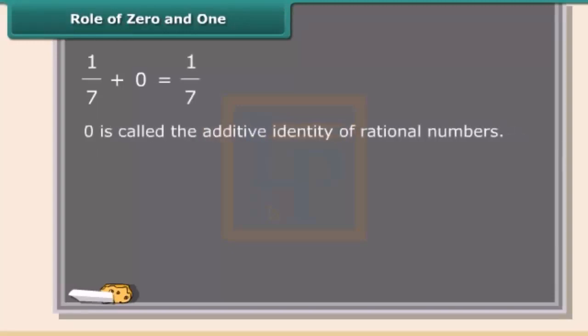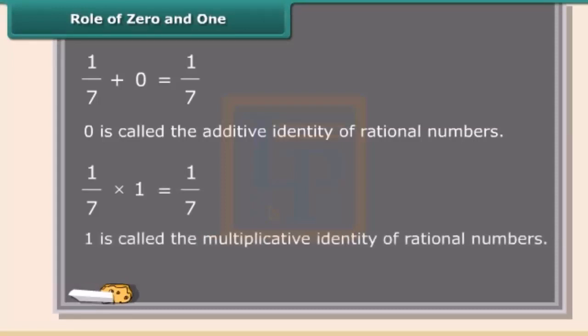Here we have added a 0 to a rational number. What did you notice? When we add 0 to a rational number, the sum is always again the rational number. For this reason, 0 is called the additive identity of rational numbers. Now check out the multiplication of a rational number with 1. What did you observe? When we multiply a rational number with 1, the product is always again that rational number. For this reason, 1 is called the multiplicative identity of rational numbers.